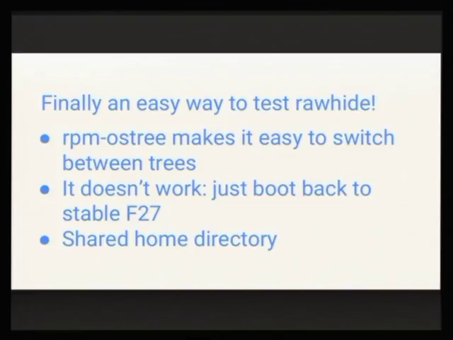This also gives us a really cool way to test different trees. Let's say you have a stable Fedora 27 installation where everything works, but you want to test your own work. If you're a package maintainer, you want to test out something in Rawhide. Right now in a regular Fedora system, it's difficult. You install Rawhide on a different computer, or you run it in a VM, but RPM-OSTree makes it easy to switch between different trees.